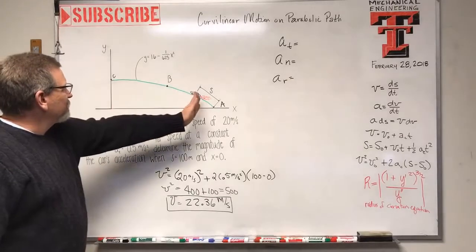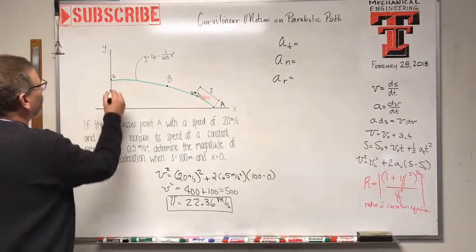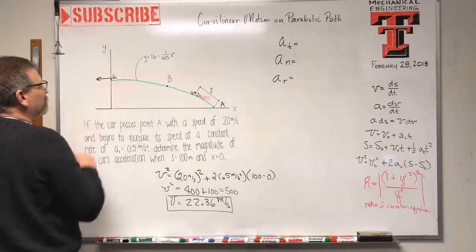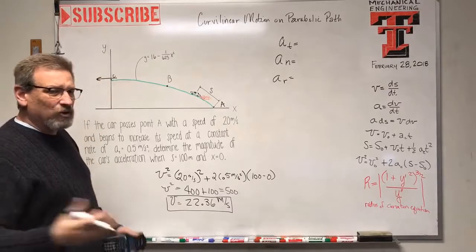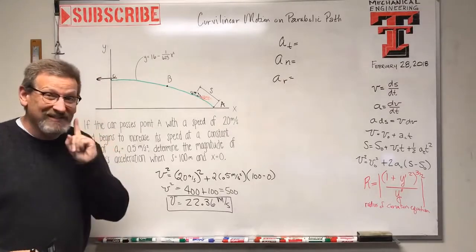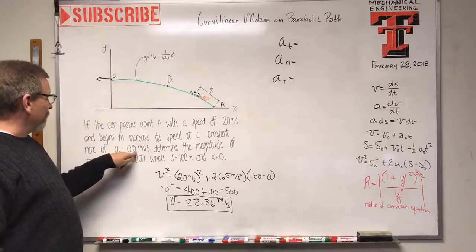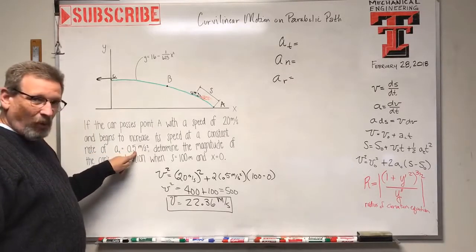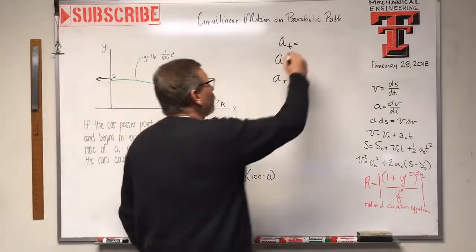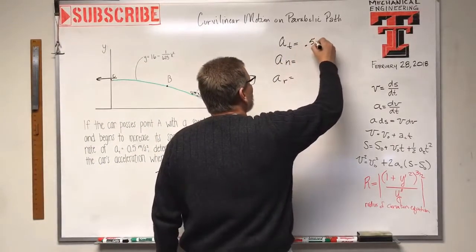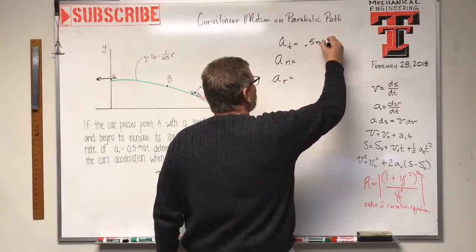Tangential acceleration: the car is going around the curve and it's accelerating tangentially. Do we know what that value is? Matter of fact, we do, and it's constant. It's right there. The tangential acceleration at any point is going to be 0.5 meters per second squared.